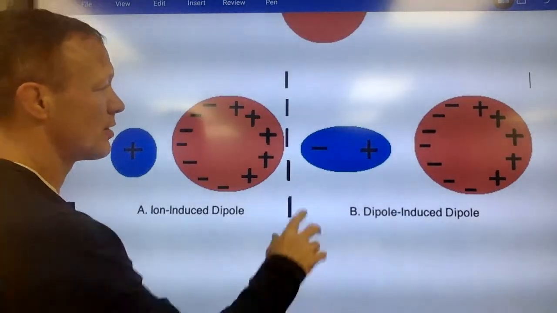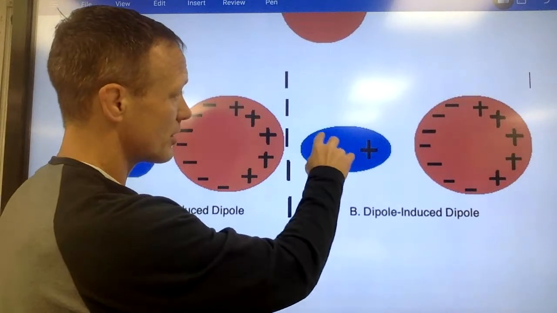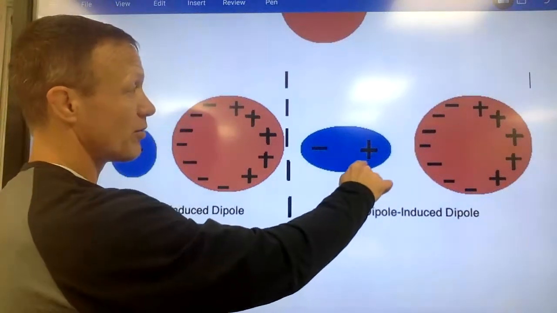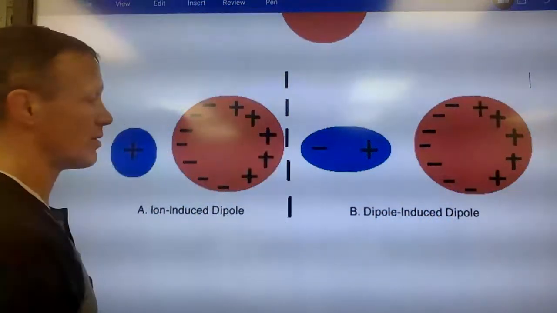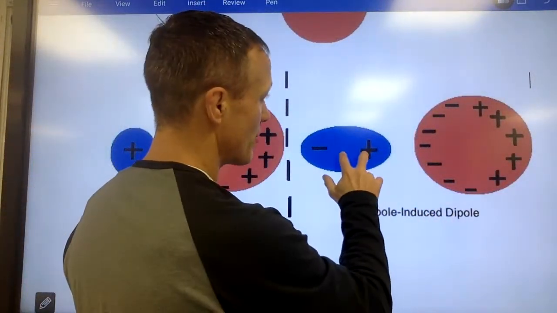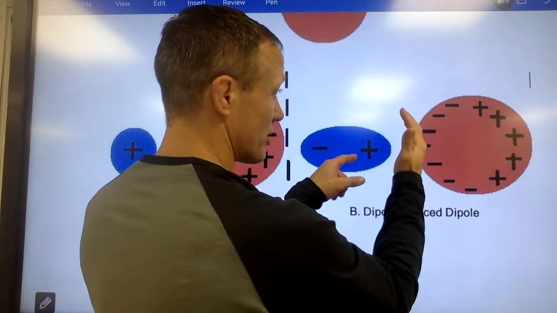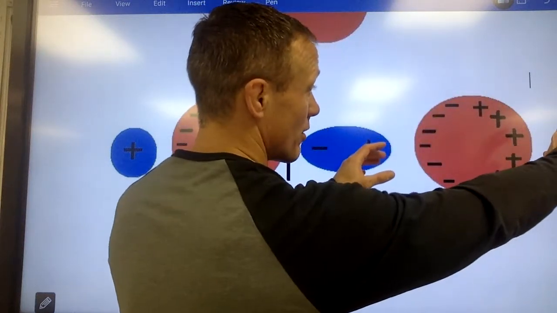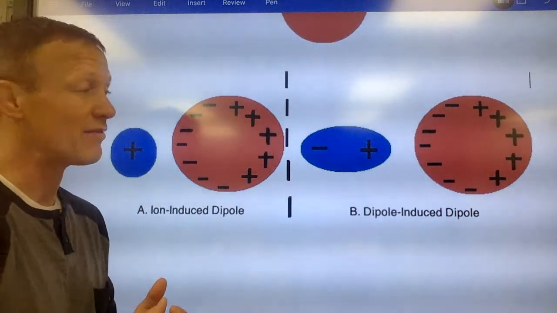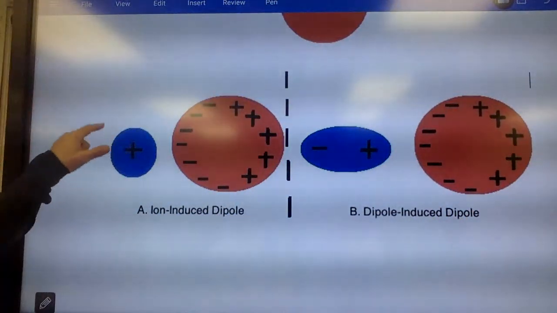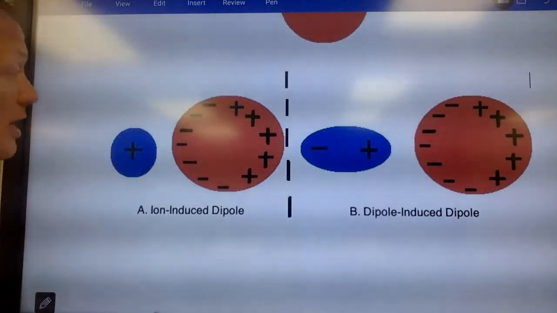Here's dipole-induced dipole. Here's a dipole molecule like water or HCl. It's a dipole because it's got a positive and negative pole. This would normally be something that has an even distribution, but here the dipole is inducing this into a dipole. This positive charge is pulling electrons this way, shifting the positives that way. Now this is shifted into an induced dipole, where normally it would be evenly distributed. Here's an ion, like a lithium ion, sodium ion, or potassium ion, inducing this into a dipole.